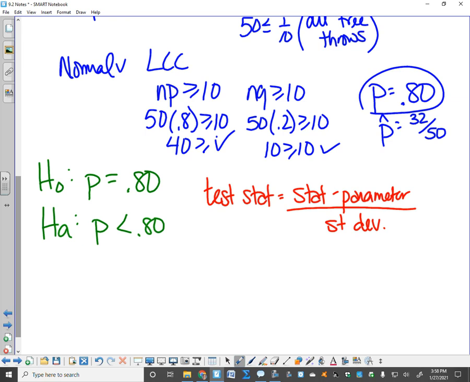Okay, letters. Well, your test statistic, since this is a Z test, it's going to be a Z. Now guys, when we switch to means, that's going to be a T. This is not a Z star. This is not a critical value. This is a test statistic, so this is just plain old Z.